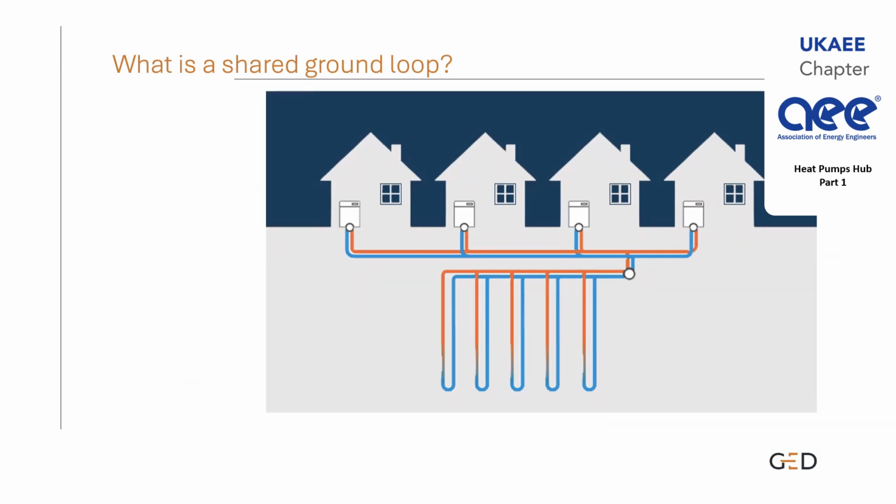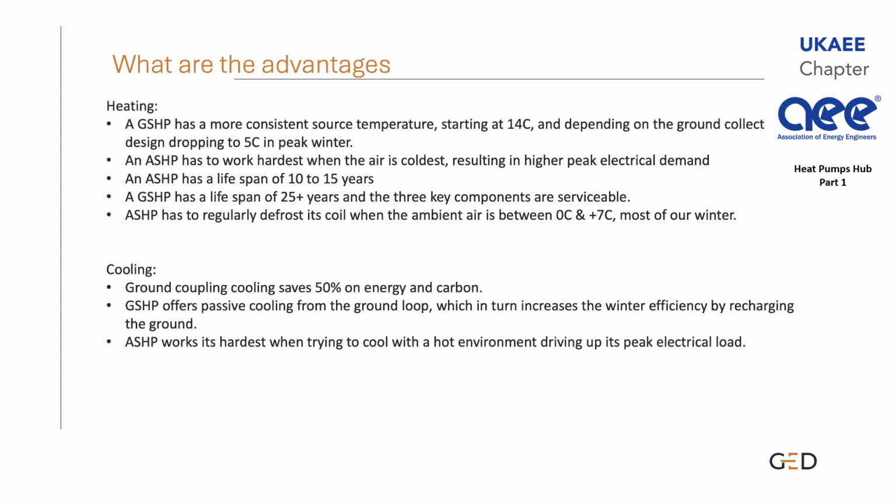A ground source generally has a lifespan of around 25 plus years, compared to an air source at around 10 to 15 years, depending on its location. So what are the advantages of ground source heat pump and shared ground collectors or ambient heat loops? A ground source heat pump has a more consistent source temperature, starting at something like 14 degrees centigrade in the ground, depending on the ground collector design, and dropping to 5 C in peak winter.